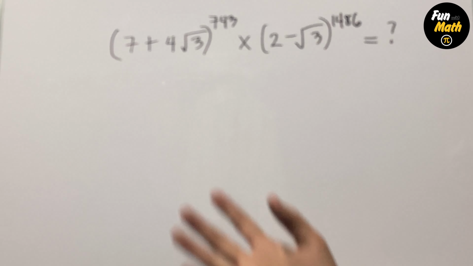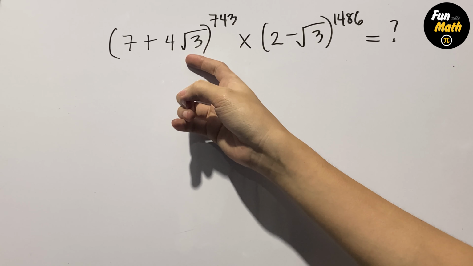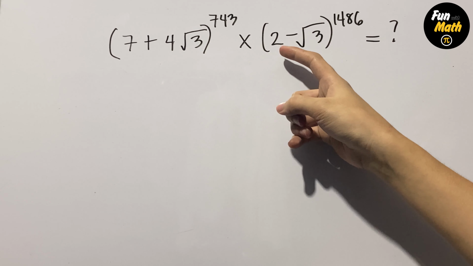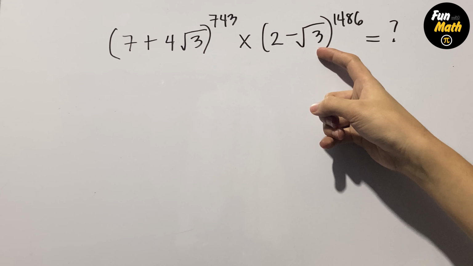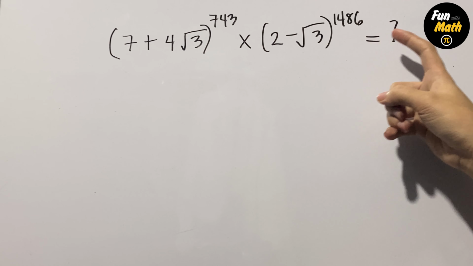And oh, we have another problem. (7 plus 4 square root of 3) whole to the power of 743 times (2 minus square root of 3) whole to the power of 1486 is equal to what?